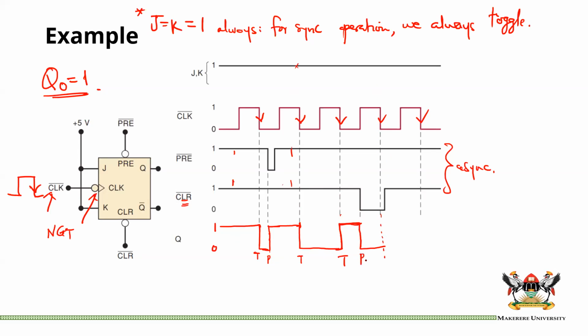Actually, here I should say reset. At this NGT, we would toggle again, but we cannot toggle because we are still clear or reset, so to speak. So we are going to remain in the clear state. Remember, we would have toggled back to 1, but the clear state is still 0. So it will override that command and we remain in the clear state until the next NGT, where both of these are 1, 1, meaning they are inactive. And then at this point, we can actually toggle.